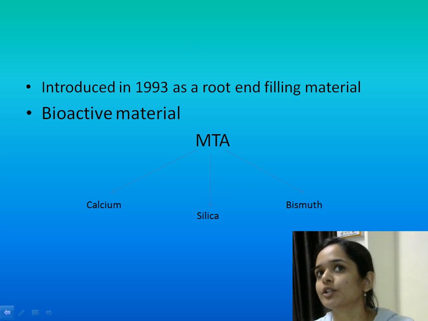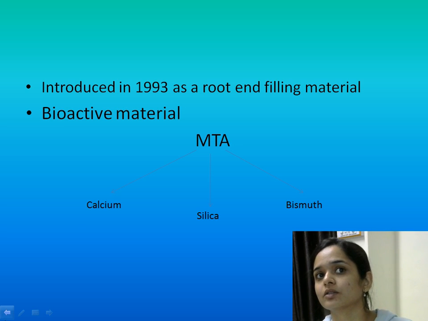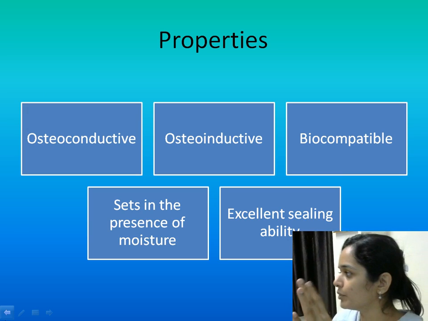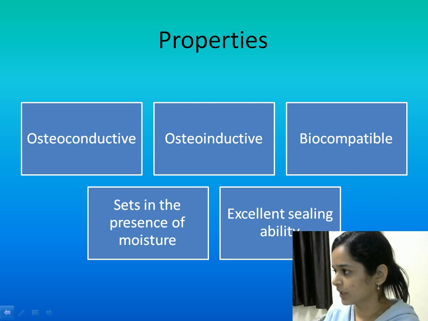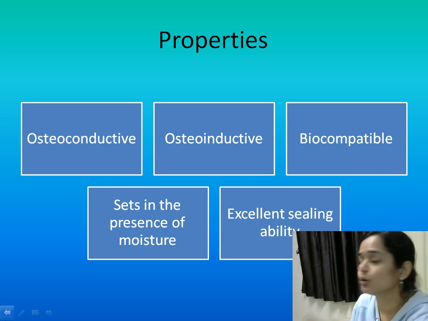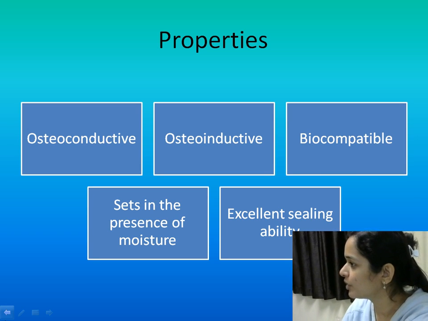MTA was introduced in 1993 as a routine filling material. It is a bioactive material. Main components are calcium, silica, and bismuth. I will tell you in short about MTA because the time is really less. It is mineral trioxide aggregate. When you put it in direct contact with vital tissues, it will dissociate into calcium oxide and calcium hydroxide. Calcium oxide has osteoconductive properties, and calcium hydroxide will again dissociate into 54% calcium ions and the remaining OH minus ions.